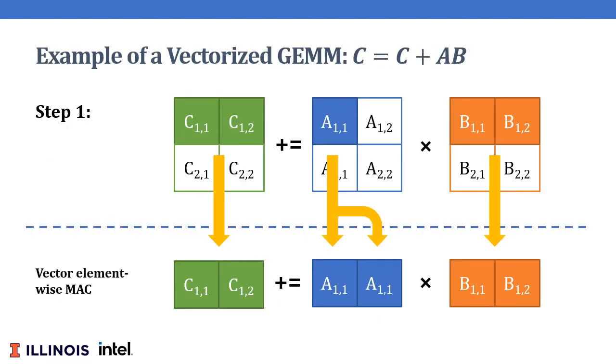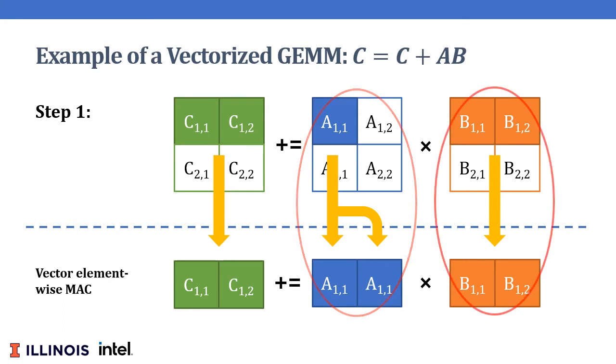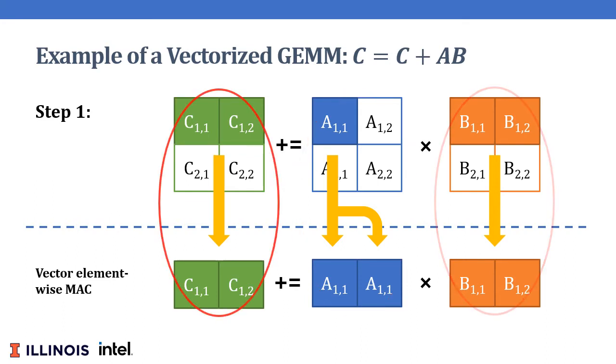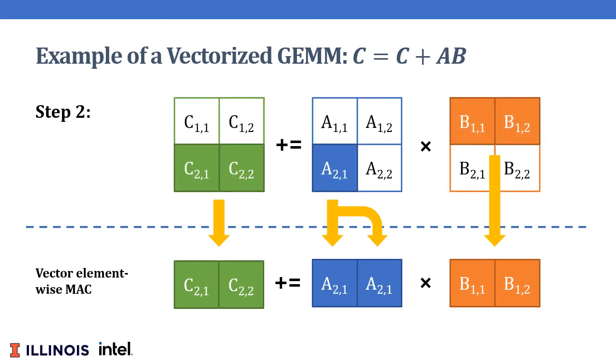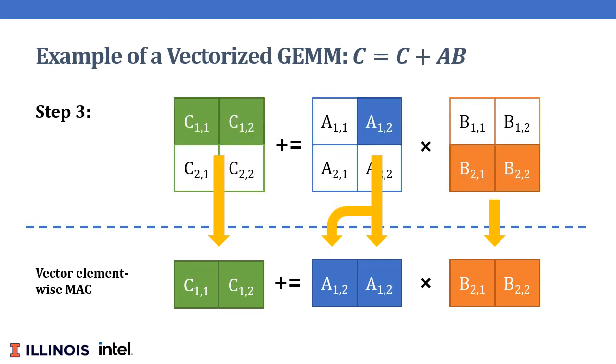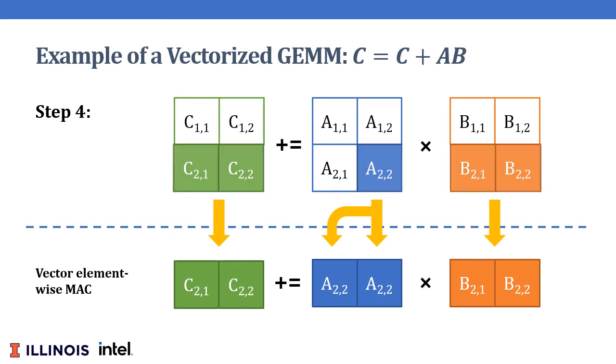There are 4 steps to compute the tile. In each step, an element from A is broadcasted to all lanes in a vector. The vector is then element-wise multiplied by another vector from B. The result is finally element-wise accumulated onto a vector from C. And here is step 1. Step 2. Step 3. And finally step 4.